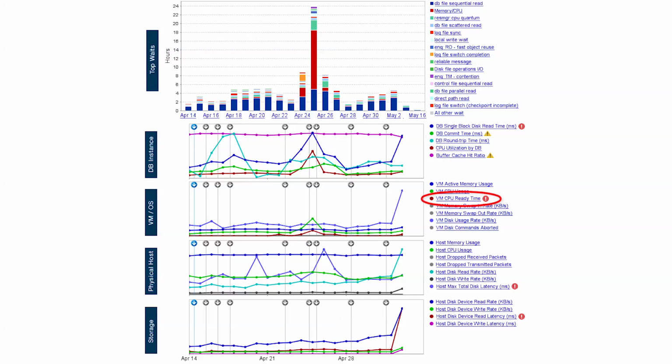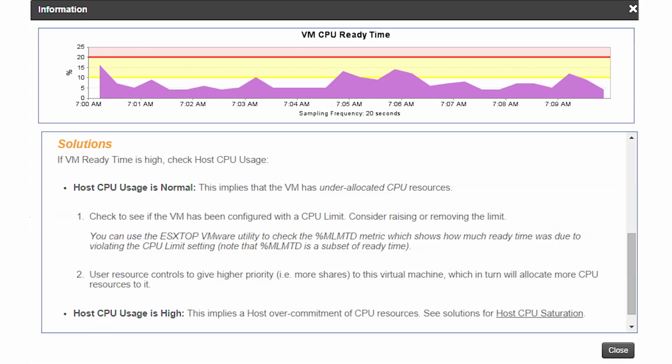Over here, you can see there is a red critical icon. Click to see more details. The details provide a definition and solutions. This chart shows data for this metric with thresholds. From here, you can pinpoint the root cause of the performance degradation.